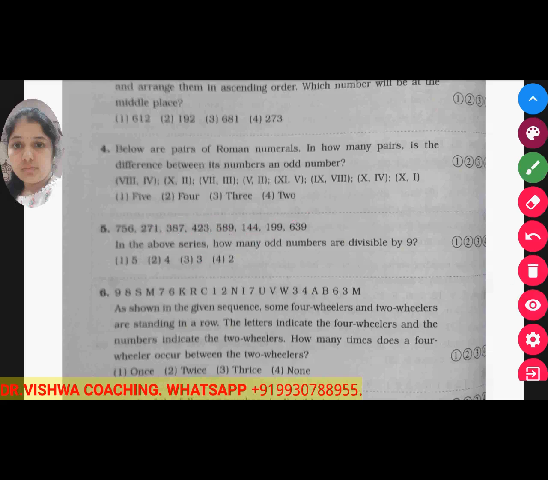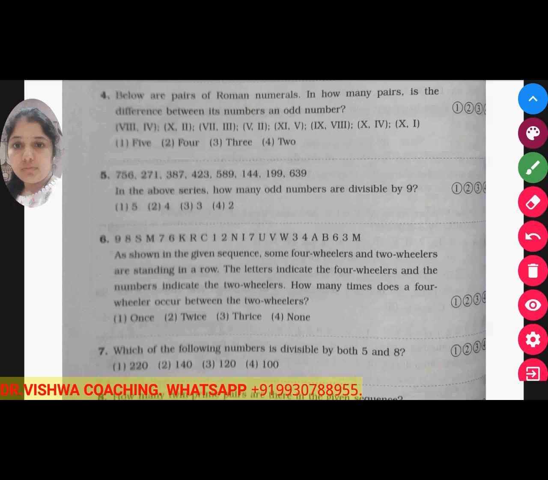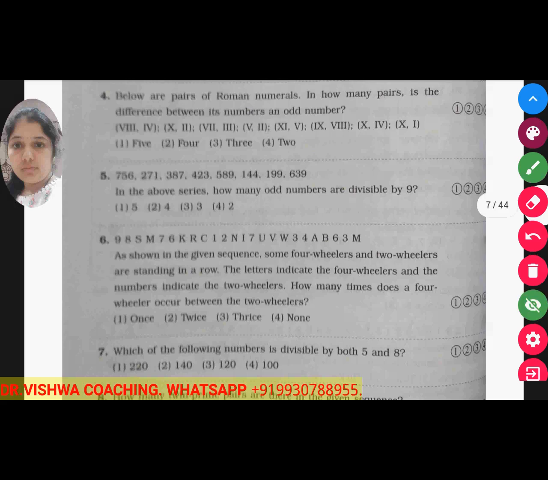Okay, now the next one, as shown in the given sequence, some four-wheelers and two-wheelers are standing in a row. The letters indicate the four-wheeler and the numbers indicate two-wheeler. How many times does a four-wheeler occur between two-wheelers? Now see, letters indicate four-wheeler and numbers indicate two-wheeler. So here one time there is the case where in between two numbers there is a letter.